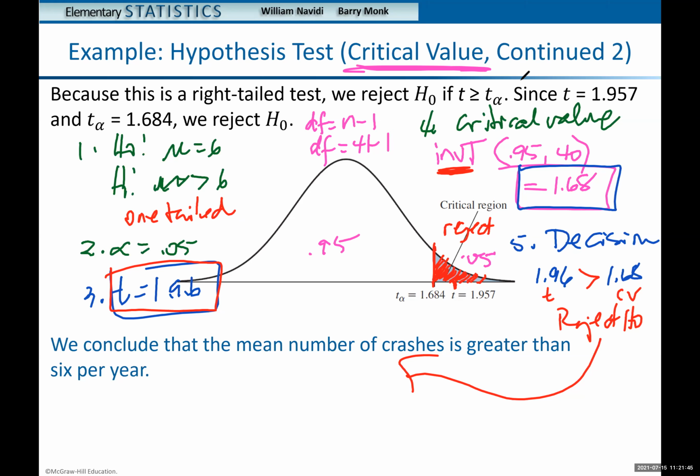Okay, so that's why I decided we just stick with the p-value method for everything. Because once you use the TI graphing calculator and the shortcut, you will see the two answers, the t and the p-value, already. Okay.